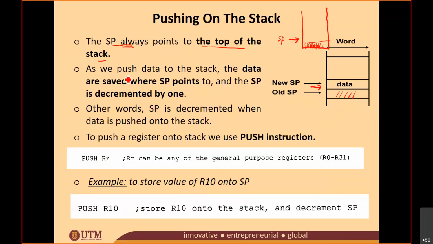Next, as we push data to the stack, whenever you want to put data to your stack, the data is saved where the stack pointer points to. So now the stack pointer points to this address, let's say 085F, and this is 085E. Now you put the data to your stack. The stack will store it inside the 085F address, and the stack pointer will be decremented by 1. So now the stack pointer points to the new address, which is 085E. That's why the stack pointer is decremented by 1.